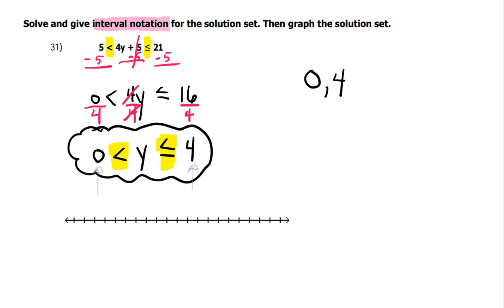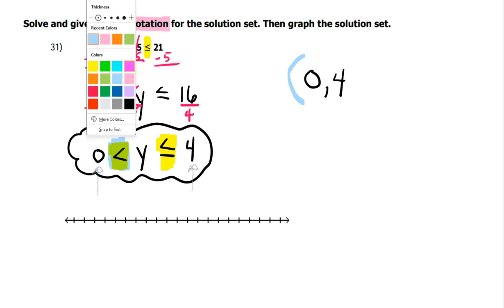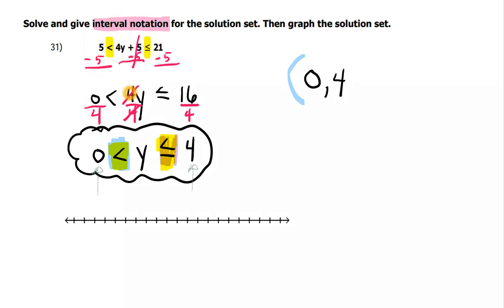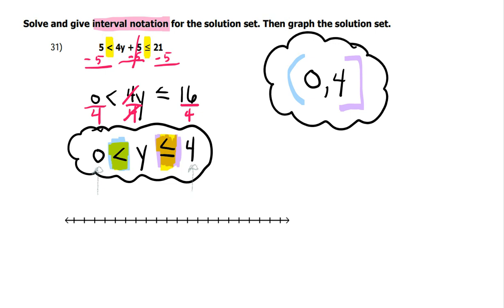let me try a different color if I can highlight on top of this. Because of the less than sign here, which now looks green, the 0 is going to get, let me go with a tinier ink here, this is going to get a parenthesis. And then at the other end, where you have the less than or equal to sign, because of the equal to, this is going to get a bracket. And so that is your answer in interval notation. It goes from 0 to 4.